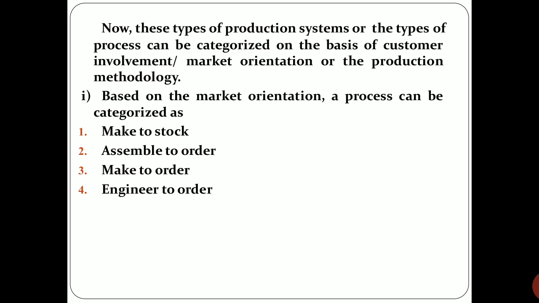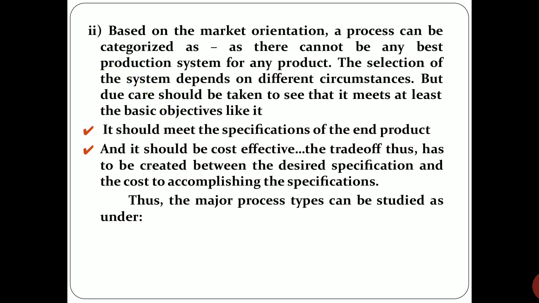A process can be bifurcated into 2 categories. One is based on market orientation, and the second one is based on circumstances, right? There cannot be any best production system for any product. The selection of the system depends on the different circumstances, but due care should be taken to see that it meets at least the basic objectives, right? The basic objective is to meet the specification of the end users, and it should be cost effective also. These 2 things are kept in mind, and then on the basis of market orientation the process may be selected.